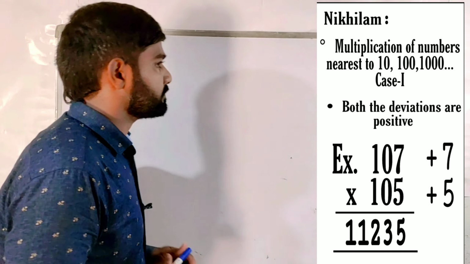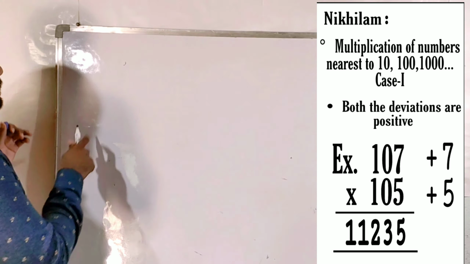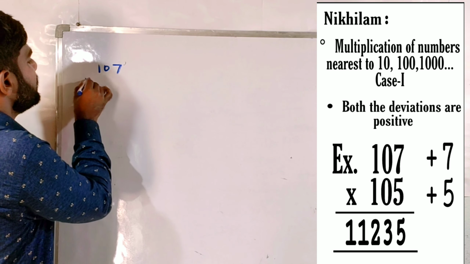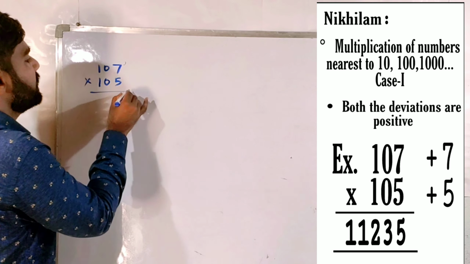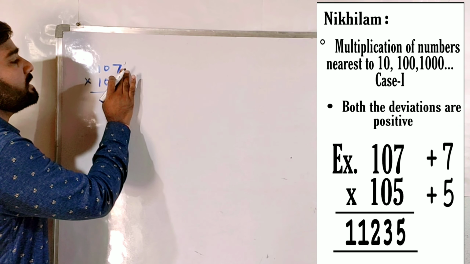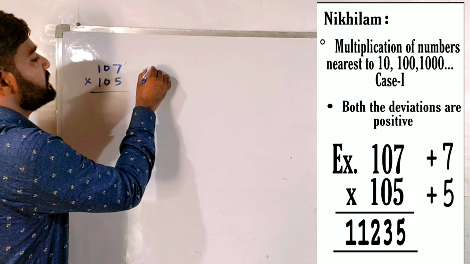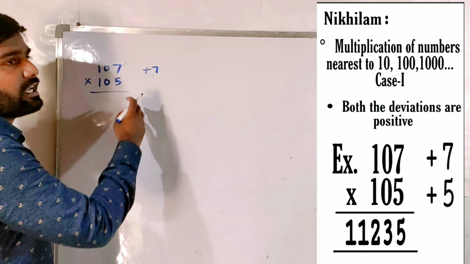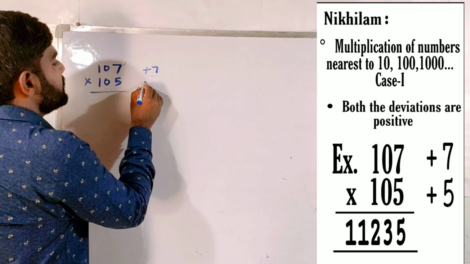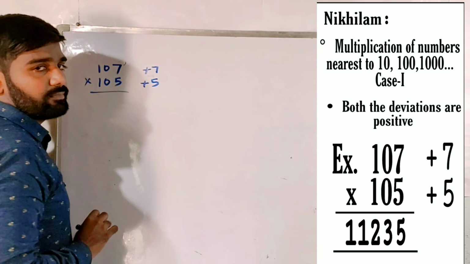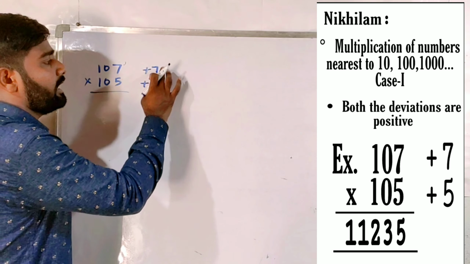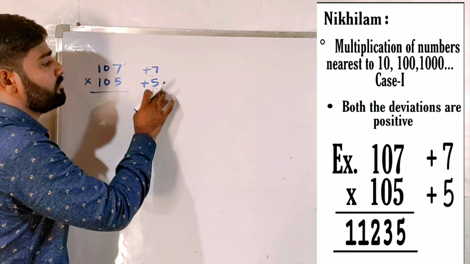One example, 107 into 105. Here the deviation means the number 7 more than 100. So here the deviation is plus 7, means variation to the 100. Here the deviation is plus 5. So first step, find the product of the deviations. 7 5s are 35.